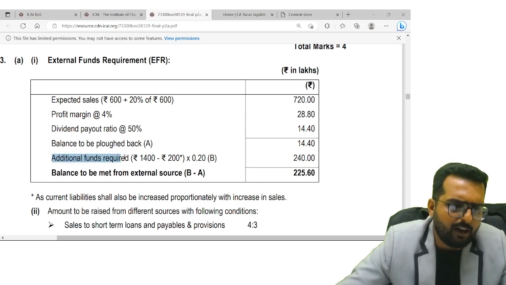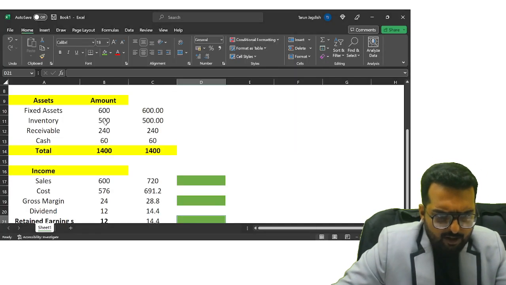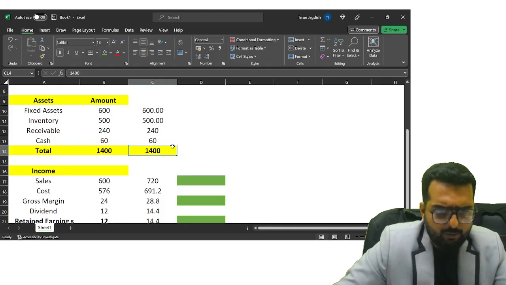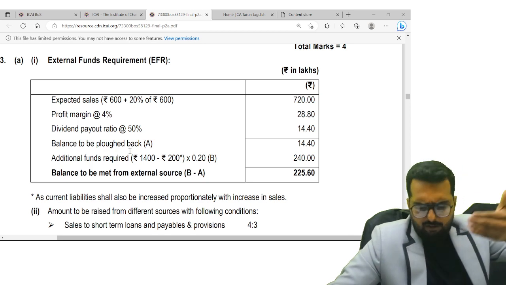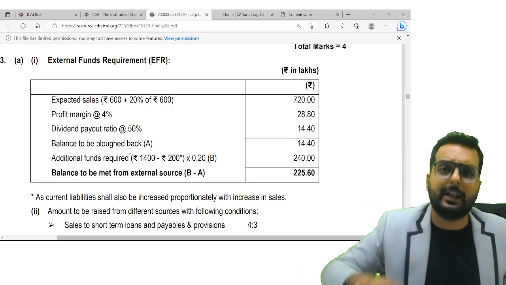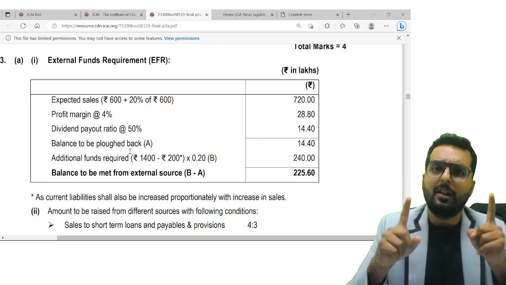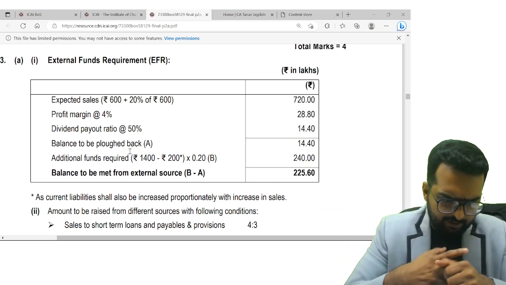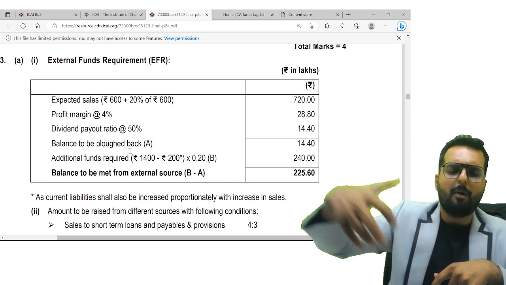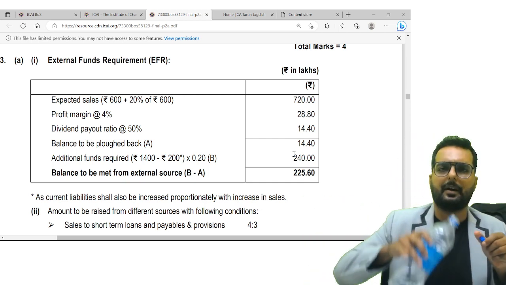Now is the point. Additional fund required. They have taken 1400 lakhs. How did you get this 1400 lakhs? They have taken the total of the liability side, the balance sheet total. And then from that they have reduced 200. What is that 200? 200 is the short term payable. Alright, so 1400 minus 200. They have directly multiplied by 20%. Why? Because the question says sales is increasing by 20%, they are assuming all the other assets and all the other liabilities are going to increase by 20% flat. And they are not taking current liabilities because they are assuming that that will also pop up in the same proportion. And they have got the answer as 240 over here. This is a tricky part.